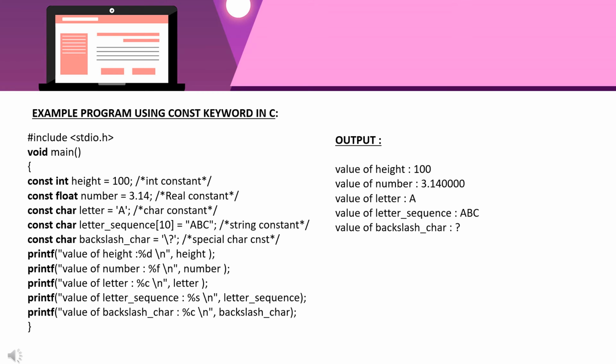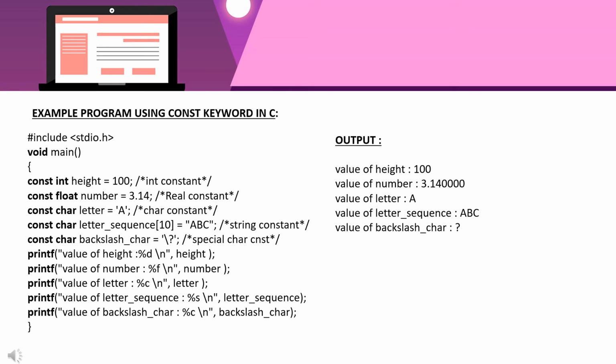question mark. Now I am printing the value of height, and as it is an integer, I have given %d and printing here the value of height. Next I am printing the float value of number, next the character value of letter, and the string value of letter sequence, and the backslash character. And here is the output.